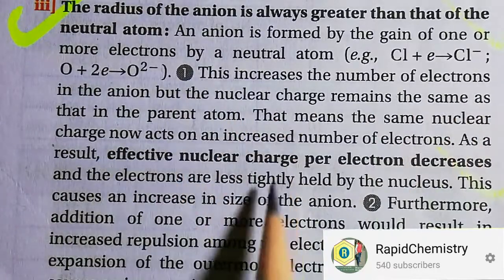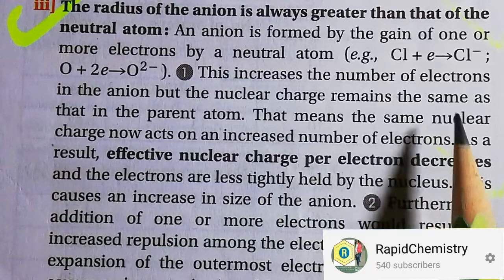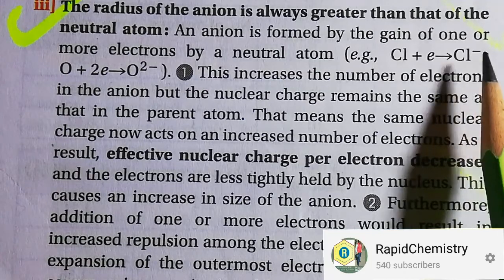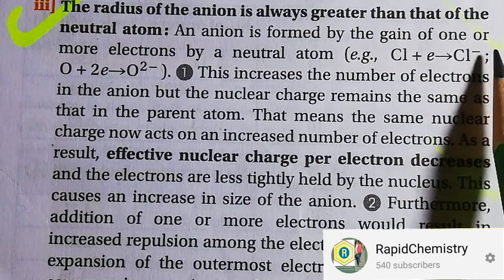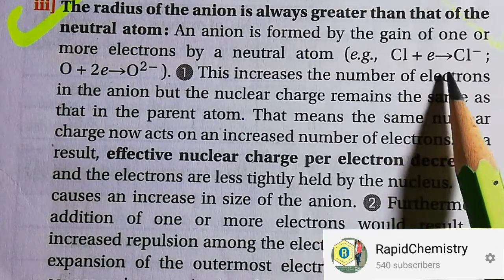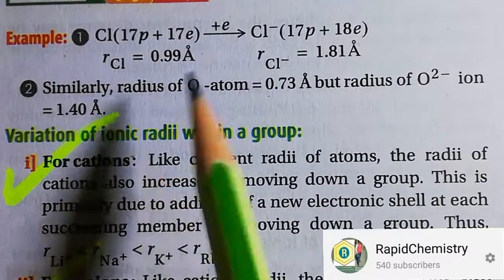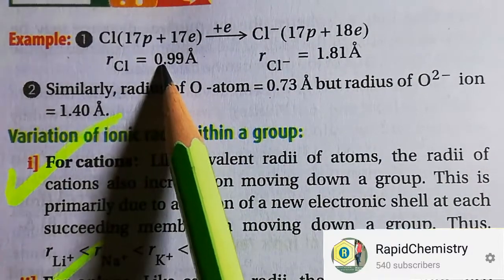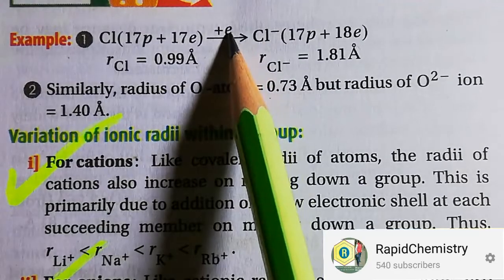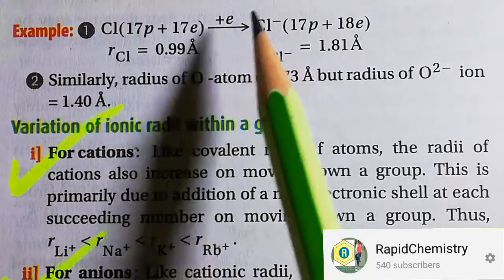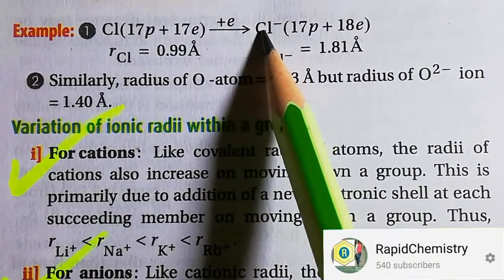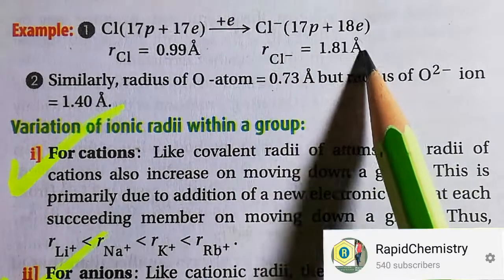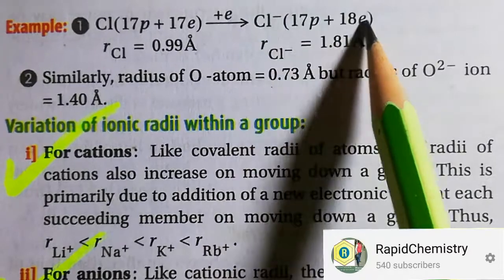So that is what exactly is written here. Just read out that part. Okay, that means the anion is always bigger in size compared to the atom, and the more the negative charge, the bigger the size will be. That's why, look here: chlorine has 17 protons and 17 electrons, and the radius is 0.99 angstrom. Whenever one electron is taken up, due to repulsion, the chloride ion, having 17 protons and 18 electrons, has increased size, as comparatively the number of electrons is more.